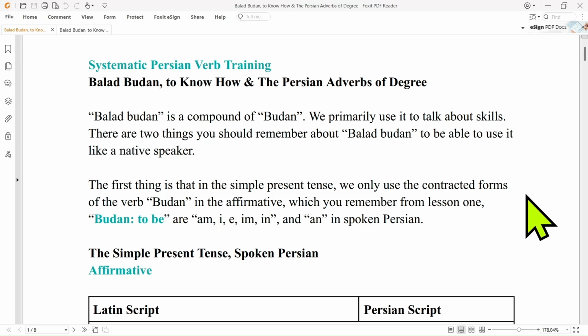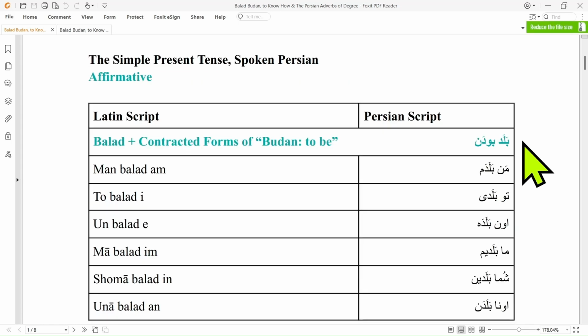The first thing is that in the simple present tense, we only use the contracted forms of the verb budan in the affirmative, which you remember from lesson 1 are am, I, im, in, and an. So when we want to form balad budan for the simple present tense, spoken form in the affirmative, we would say man baladam, to baladi, un balade, ما بلدیم, شما بلدین, and اونا بلدن.